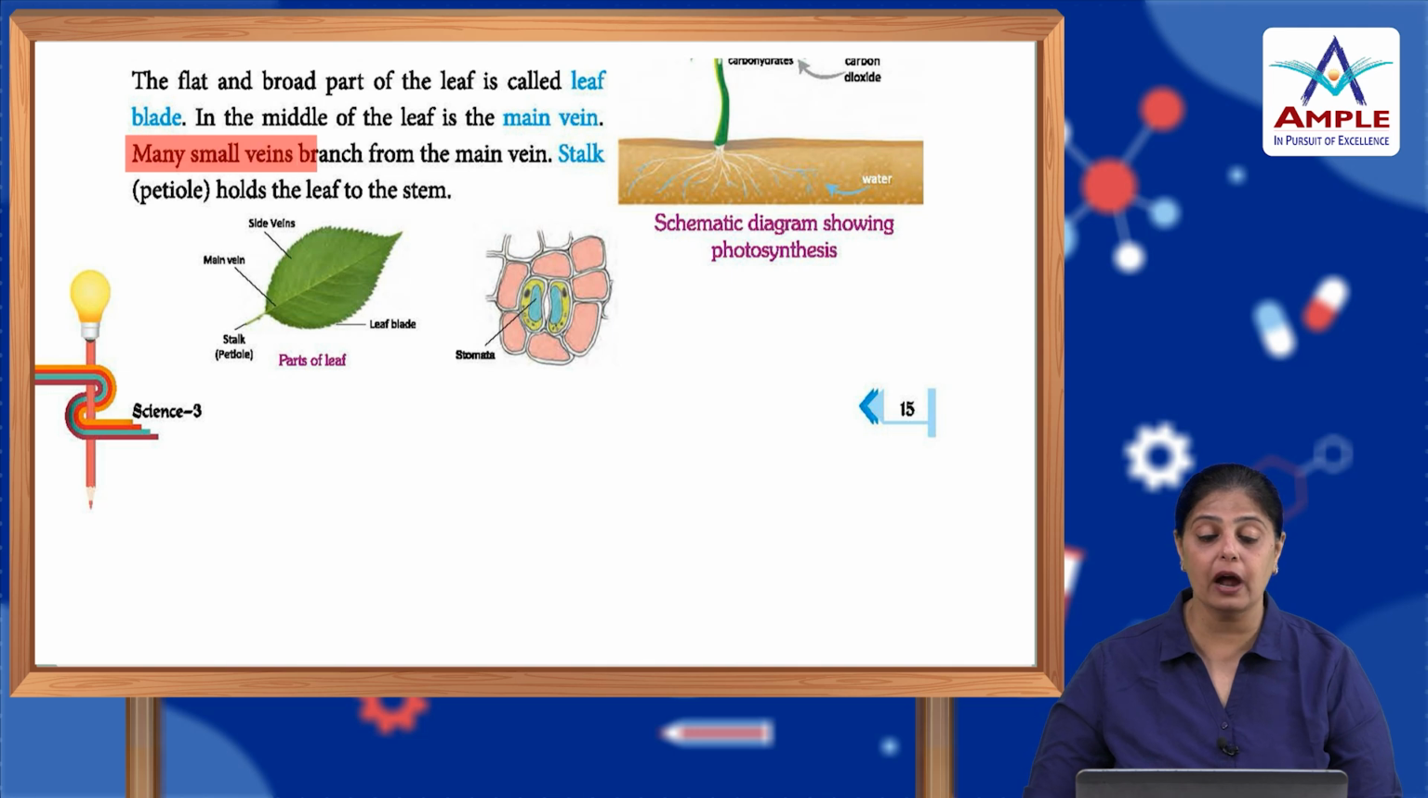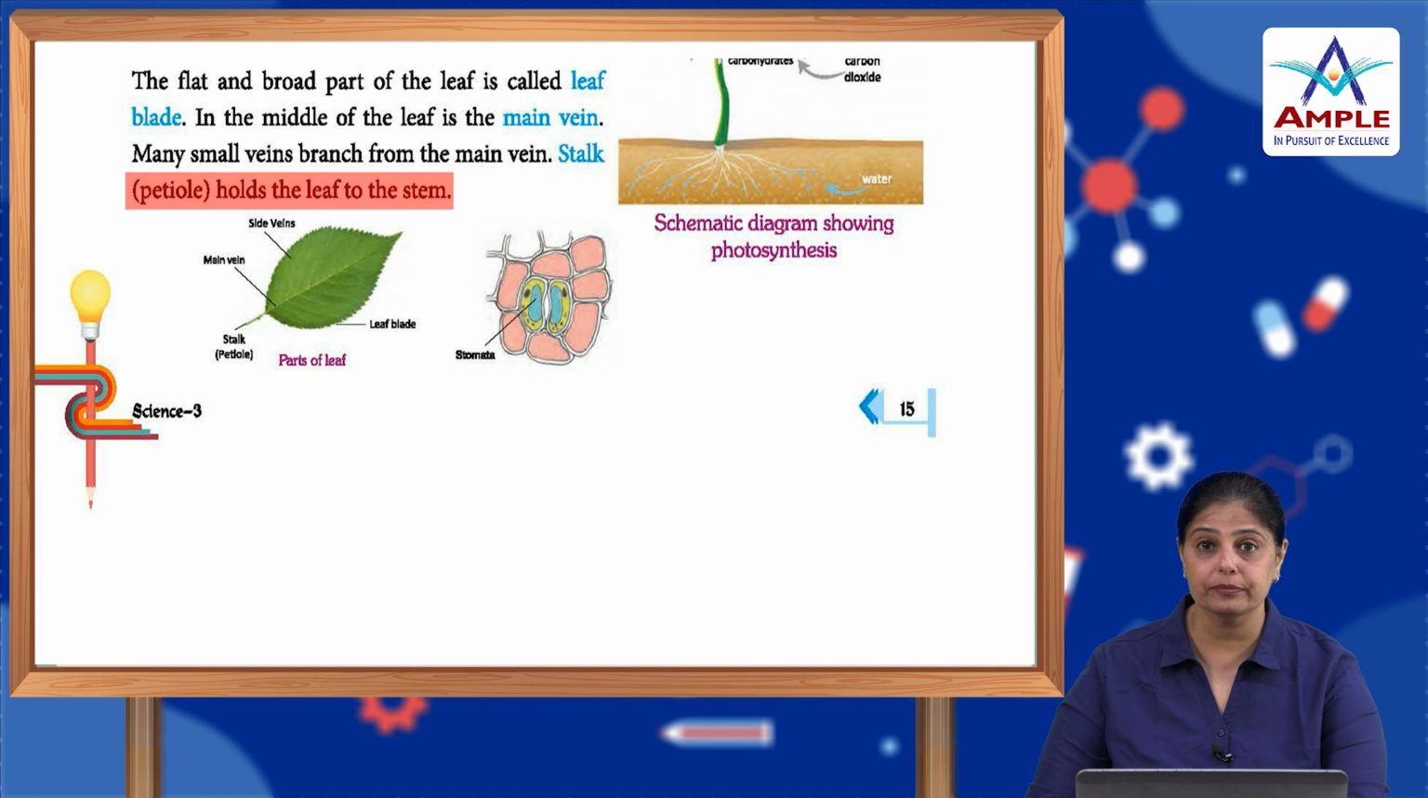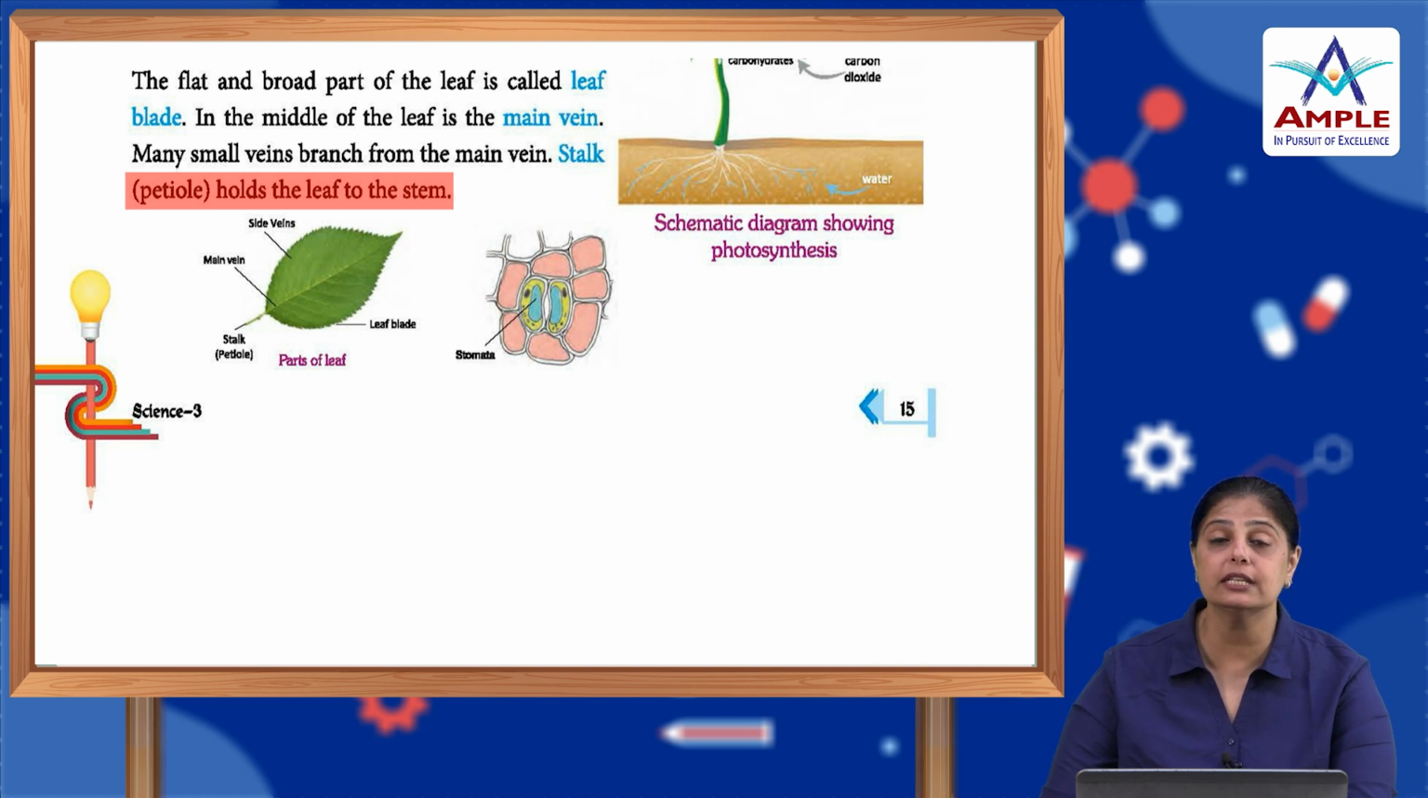Many small veins branch from the main vein. Stalk or petiole holds the leaf to the stem. So, you must have seen the thick vein, and from there it spreads around and there are very small veins. Now, the below portion of the leaf is known as the stalk or the petiole, and it is connected to the stem. It holds the leaf to the stem. So children, you can refer to the diagram also and get a detailed understanding of the different parts.